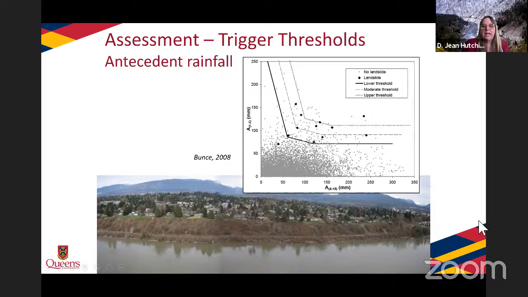And here you can see antecedent rainfall, 1 to 3 days on the y-axis and 4 to 18 days on the x-axis. And it permits him to think about the boundaries under which landslides do and don't occur to get an idea of the kind of triggering thresholds that might be present in these materials.